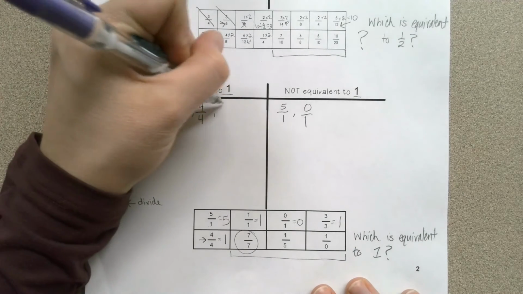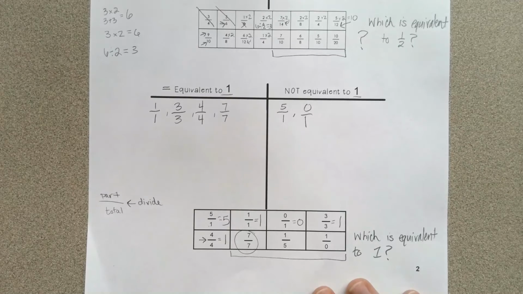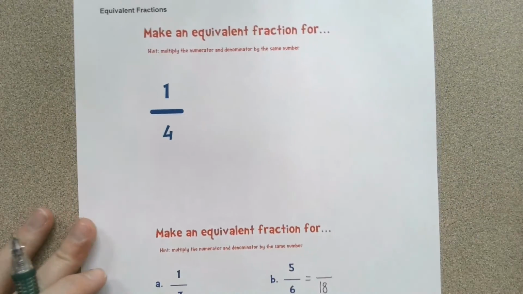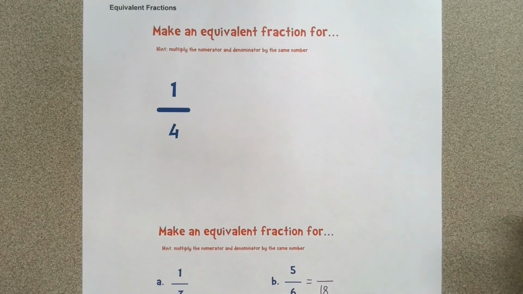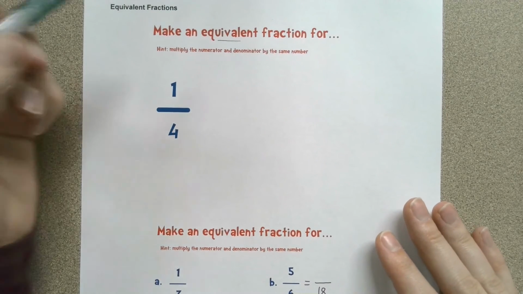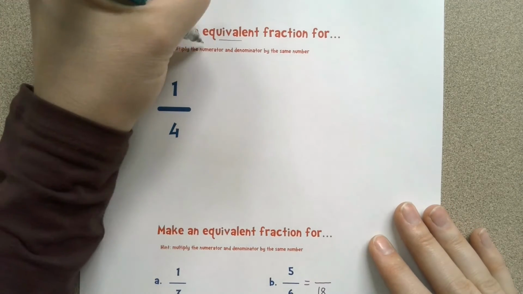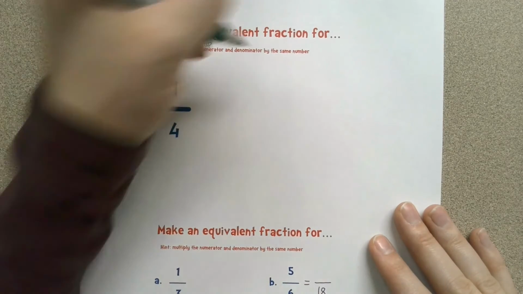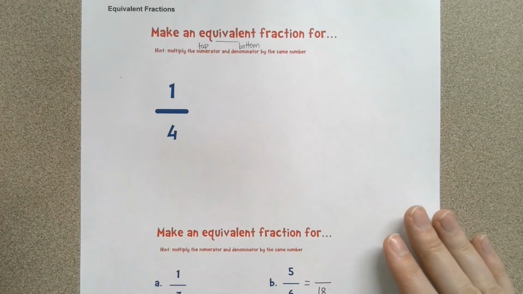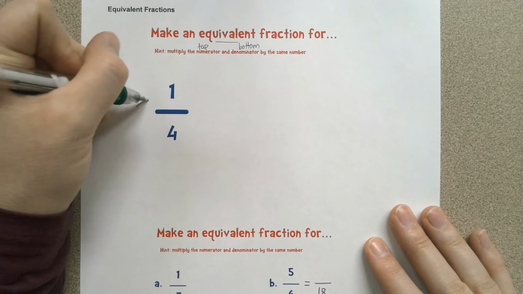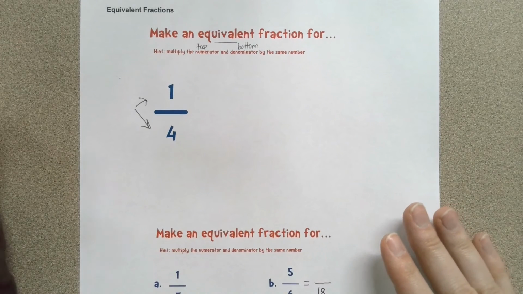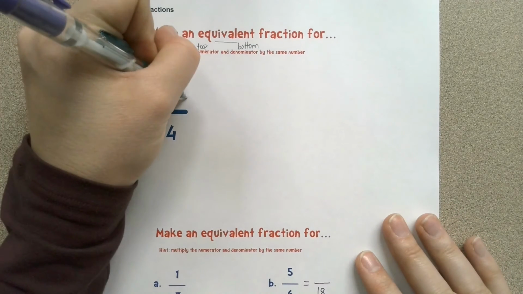Seven sevenths is equivalent to 1 because 7 divided by 7 is 1. When we're trying to create equivalent fractions, meaning they have equal value, we want to multiply the numerator, that top number, and the denominator, the bottom number, by the exact same number. That way we're treating both of them equally. We're treating them fairly. So one number that we can multiply them both by is 2.